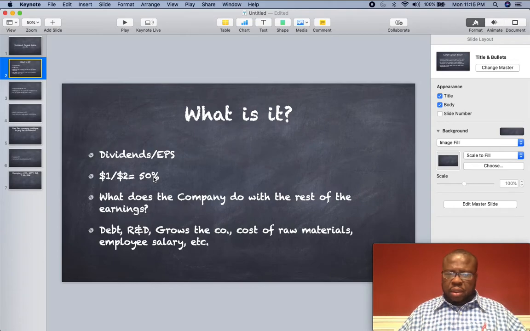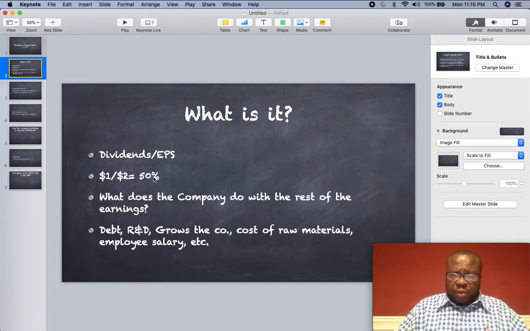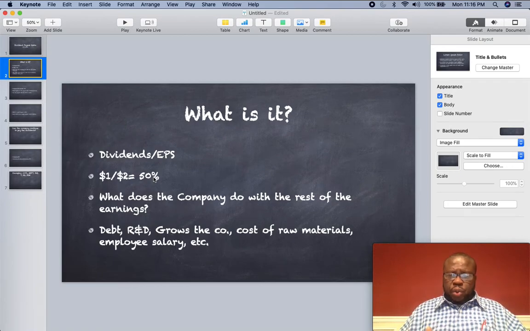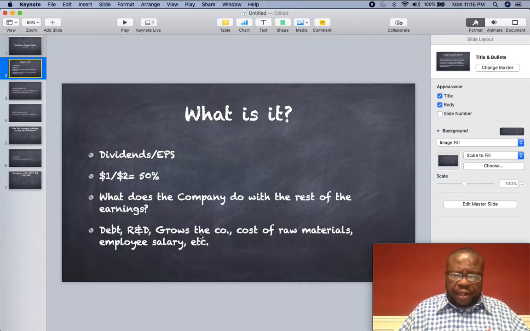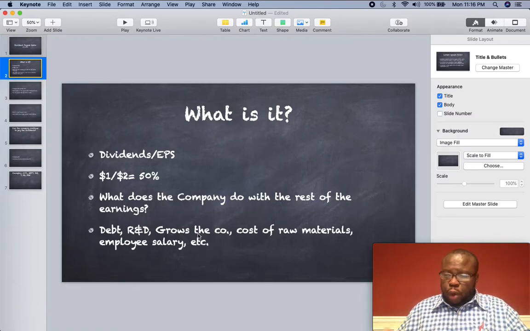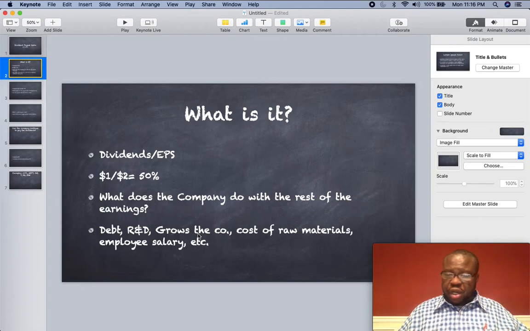So you may ask the question, what does the company do with the rest of the earnings, right? Because they earn $2 per share, they give $1 back to their shareholders, but there's $1 left over. What does the company do with that? Well, the company uses that to grow the company. Some of you hear of businesses having mergers or acquisitions. They may buy a smaller company that may be a competitor, and that company may have something the other company needs to grow, so they'll use that money to buy. They may use that money also to pay debt. They may use that money to get involved in research and development, especially in a pharmaceutical company. They may use it for the cost of raw materials, for a company in the manufacturing space, or different expenses such as employee salary.